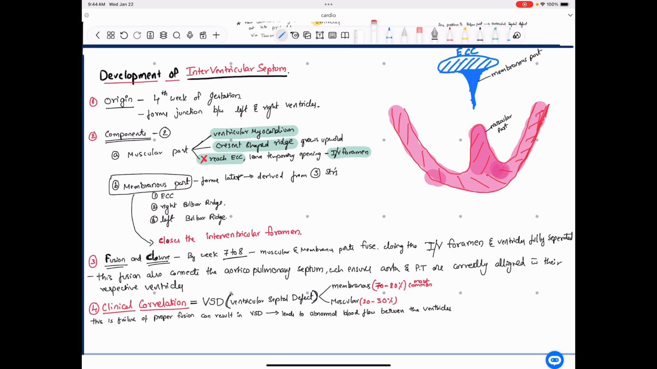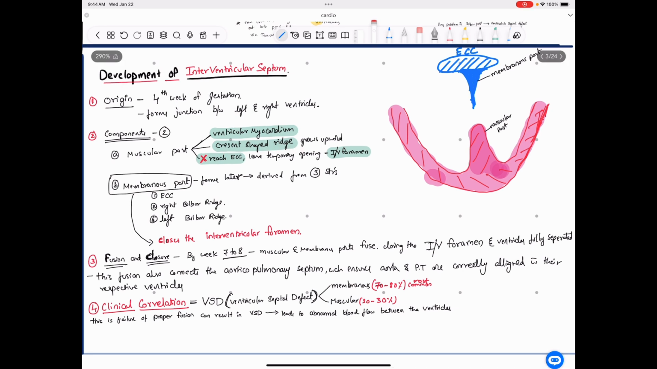So let's talk about the muscular part. The muscular part arises from ventricular myocardium. This is ventricular myocardium. From here the muscular part arises, and it develops as a crescent shaped ridge that grows upward from the apex of the heart. This is the apex of the heart.